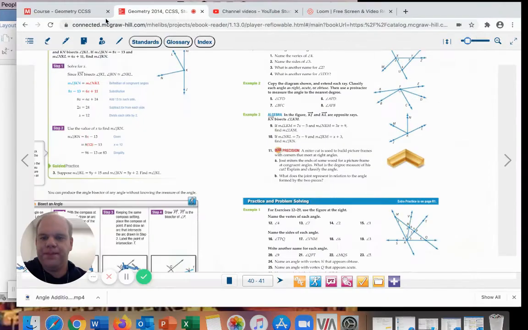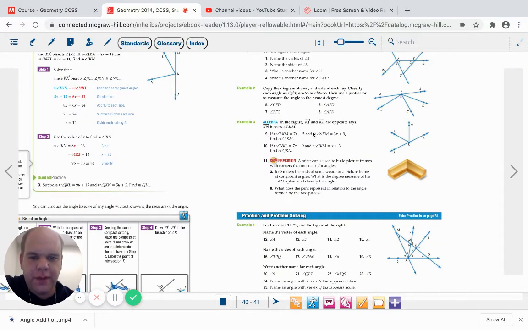All right, so the two problems we're going to be going over are 9 and 10 right here on this page of the textbook. It says in the figure, KJ and KL are opposite rays. If they're opposite rays, that means they go in opposite directions. That means that they are 180 degrees, because it's a straight line.